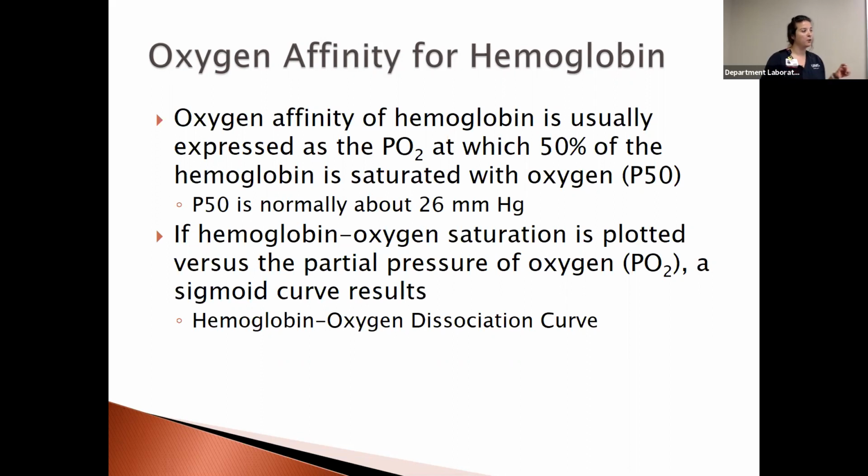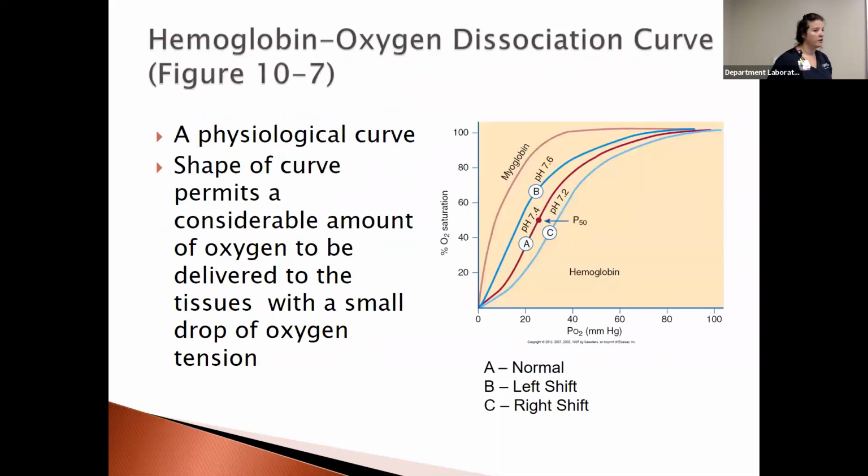If you plot your hemoglobin oxygen saturation versus your partial pressure of oxygen, you get a sigmoid curve known as your hemoglobin oxygen dissociation curve. Right here, this is your hemoglobin oxygen dissociation curve. It's found in your textbook, and it's a physiological curve, sigmoid shape.